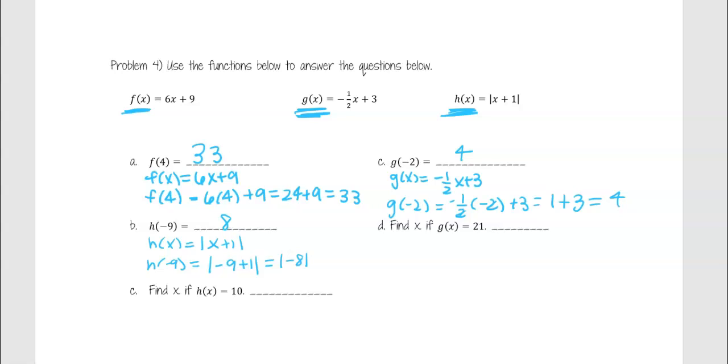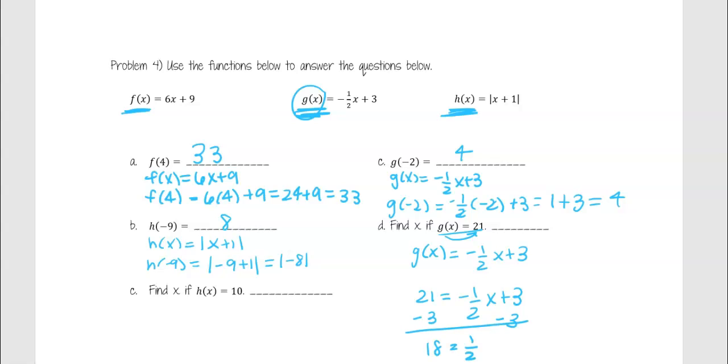Okay? Now these two are the other way around. So I have find x if g of x equals 21. So I go to my g of x function, which says g of x equals negative 1/2 x plus 3. But this is telling me the y value. The function is 21. So I substitute that in for that whole thing, g of x equals negative 1/2 x plus 3. And we're going to solve this. I'll subtract 3 on both sides. And I'm going to get 18 equals negative 1/2 x. We know how to get rid of this fraction. Remember, that's when we multiply both sides by the denominator. And I'm actually going to do negative 2. And I'm going to get negative 36 equals x.